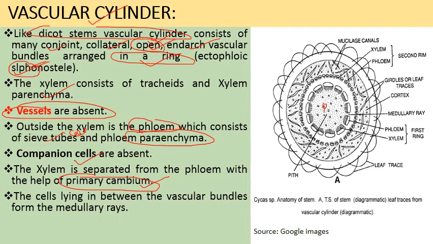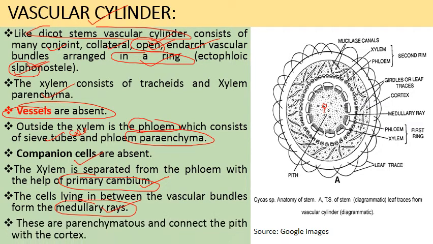The cells lying in between the vascular bundles form the medullary rays, which are parenchymatous. And these medullary rays are formed in large numbers here. These are the parenchymatous rays and connect the pith with the cortex. They connect the pith with the cortex.